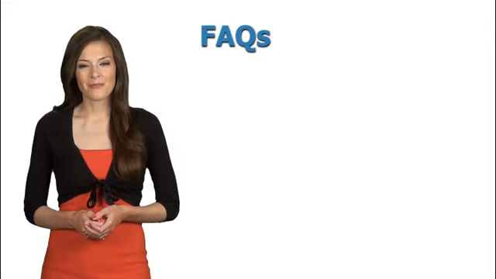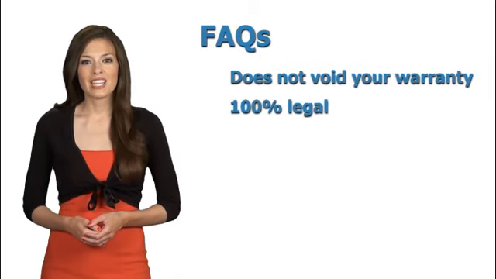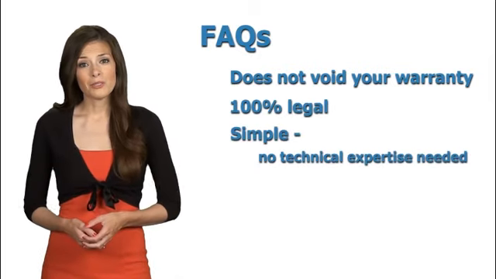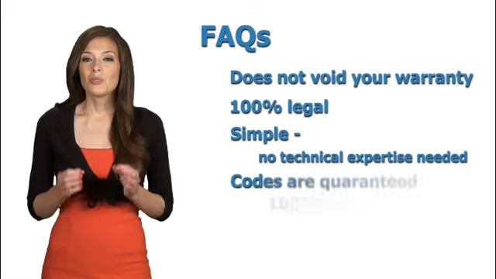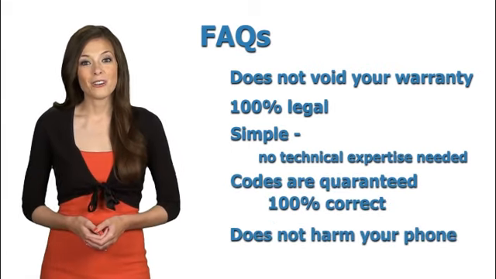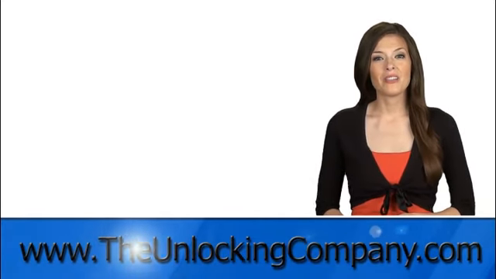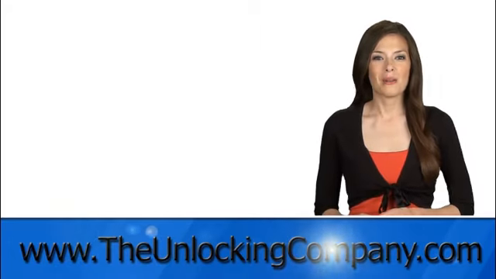Along with benefits, here are some facts you may want to know. Unlocking does not void your warranty. It is 100% legal. It's very simple, no technical smarts needed. Codes are 100% correct and guaranteed. Does not harm your phone. If you want to see more benefits or have more questions about unlocking your phone, just visit our website.